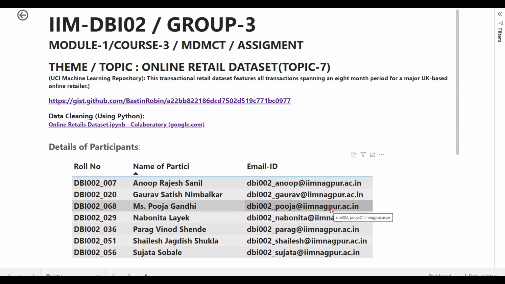So our topic, what we have selected, is the online retail data set among all 14 topics. Initially, before proceeding to the EDA, we conducted data pre-processing. In that, we found the missing values in the data set.